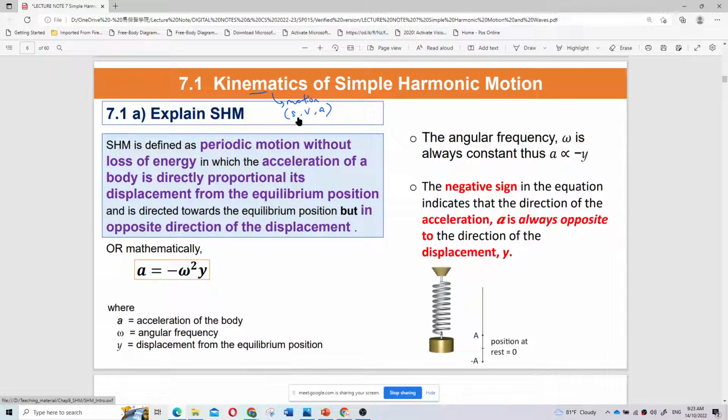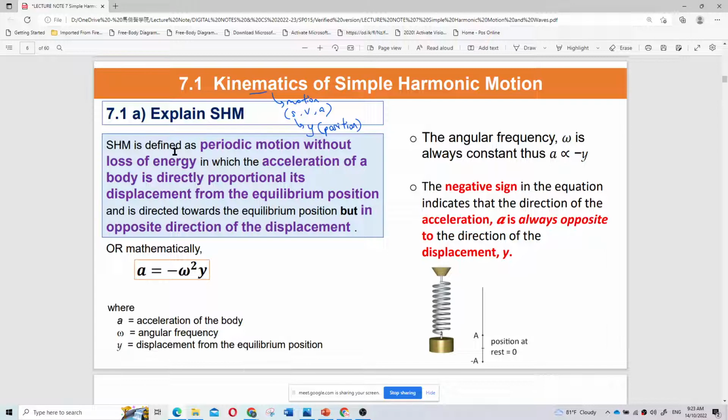For displacement, we have a symbol for this chapter. The displacement we put as symbol y. But y is actually called position. I will explain more about this later on.